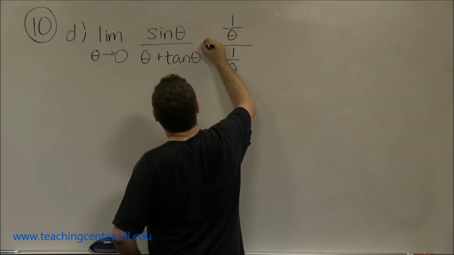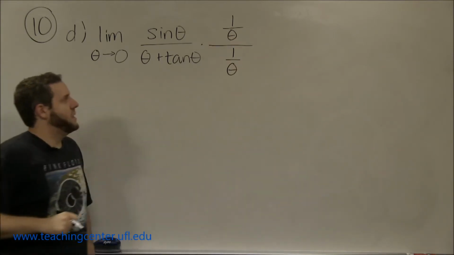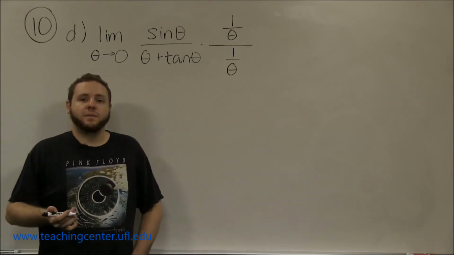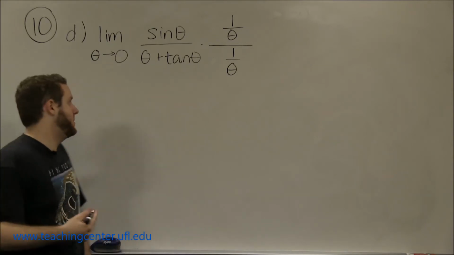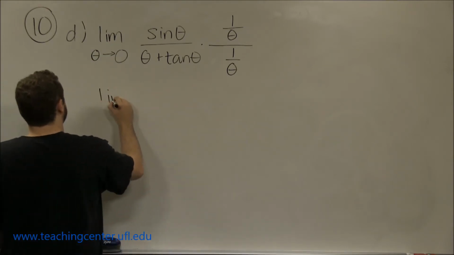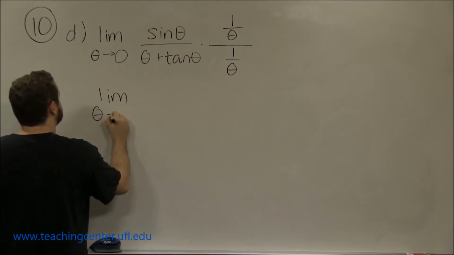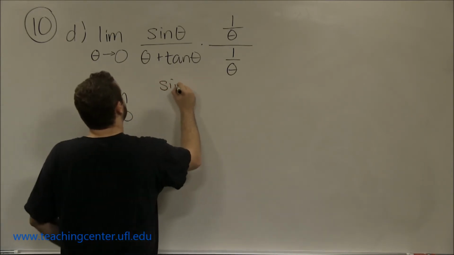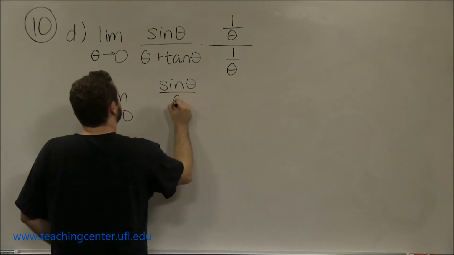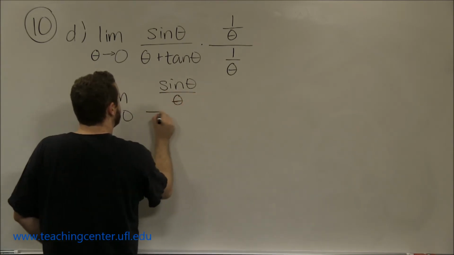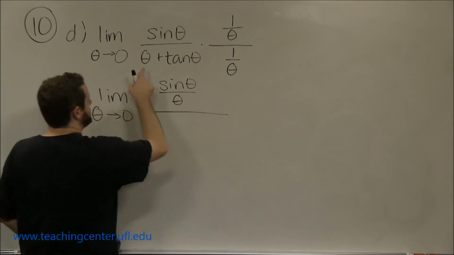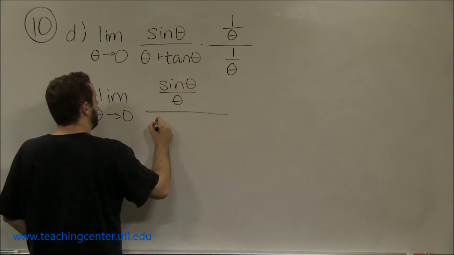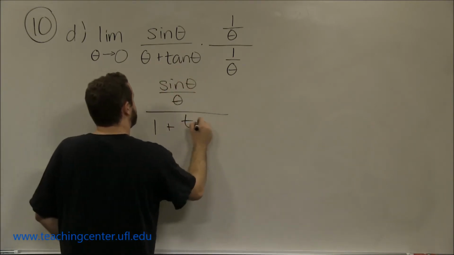Let me write that like this. So we're multiplying the numerator and denominator by 1 divided by theta, dividing the numerator and denominator by theta. So this is going to do a world of good for us in making this problem easier. We're going to get sine theta over theta on the numerator. On the denominator, our first term is going to be theta over theta, which is just 1. And then we get tan theta over theta.